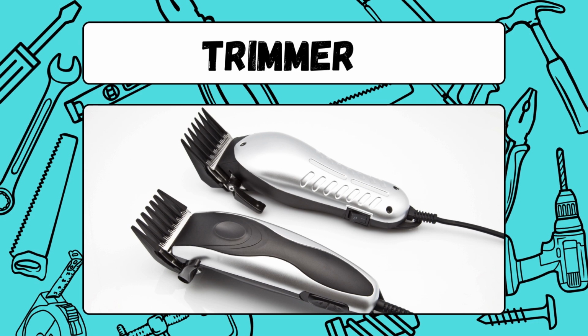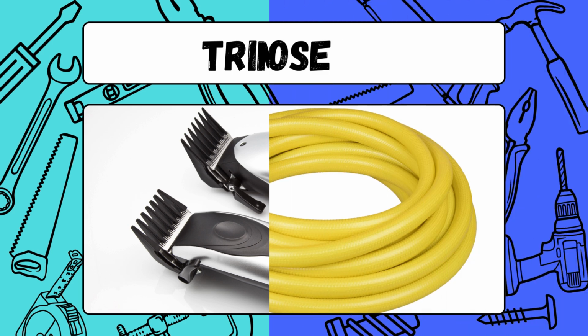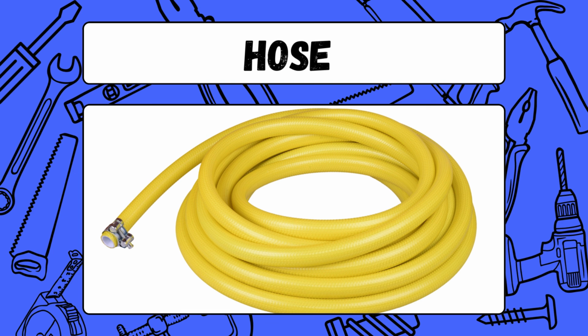Trimmer. A trimmer is a tool used for cutting or trimming plants, hair, or materials with precision and control. Hose. A hose is a flexible tube used for carrying liquids or gases from one place to another.